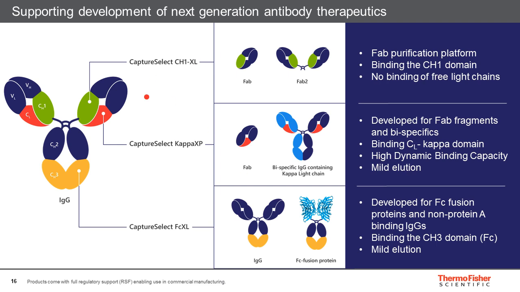The last product in this family is called CaptureSelect FC-XL, which will bind to the CH3 domain of the antibody, which means it's been specifically developed for when there are issues with Protein A binding towards standard antibodies, but also works perfectly well for FC fusion proteins, where you have other modalities associated with the FC region. It has built-in mild elution as well.